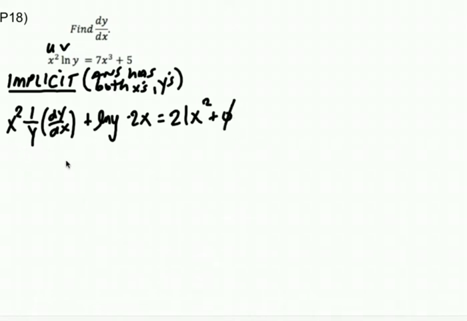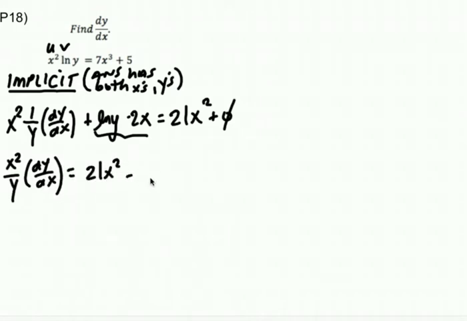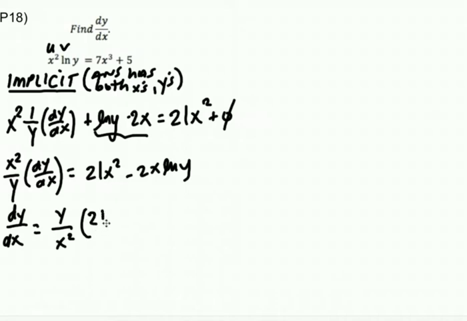If I now solve this for dy dx, I'm going to do that by subtracting this entire thing over. So I have an x squared over y times this dy dx equals a 21x squared minus a 2x natural log of y, right? I would either multiply the y over and divide by x squared, which is fine, or I'm going to just multiply by y over x squared. It doesn't matter which way you do it. So I get dy dx equals a y on top of an x squared times this entire crazy mess of stuff, right? And that's just fine.